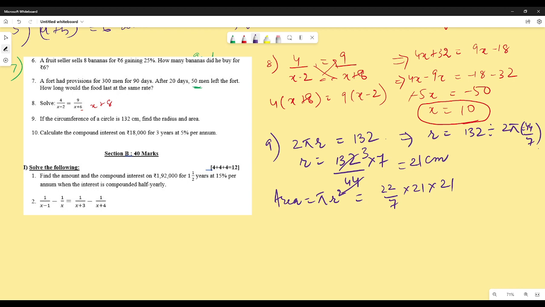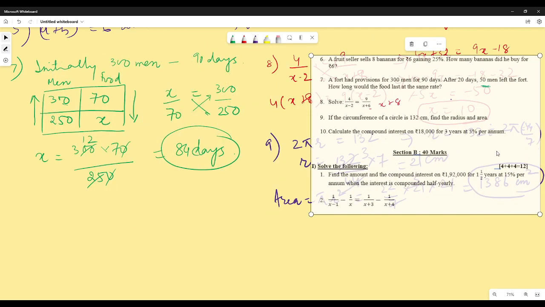So this is how you calculate the area. 7 3s 21, and when you multiply it, the answer that you get is 1386 square centimeters. Now remember, this is very important. The units are very important because it is an area. It will be in the form of a square. Okay.